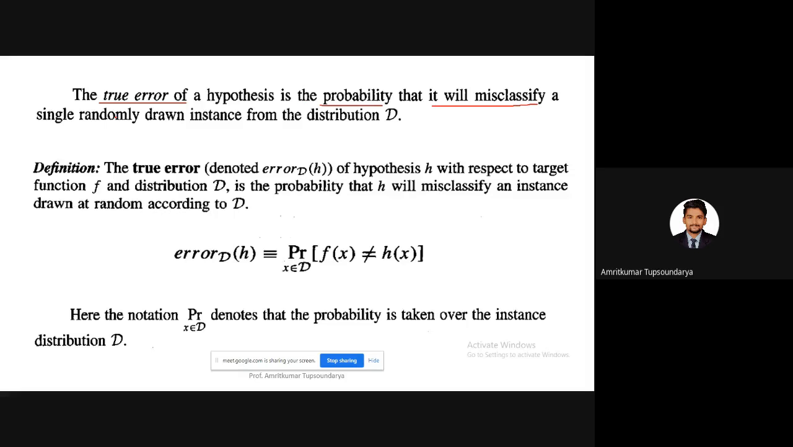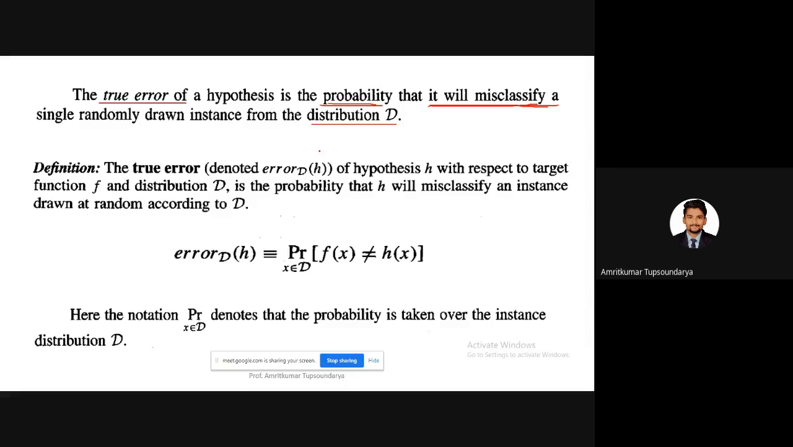Please let me repeat the statement. Please pay attention here that the true error of the hypothesis is the probability that it will misclassify a single randomly drawn instance from the distribution D. This term is very important, that it will misclassify. So that is actually a true error. There is an actual error there.